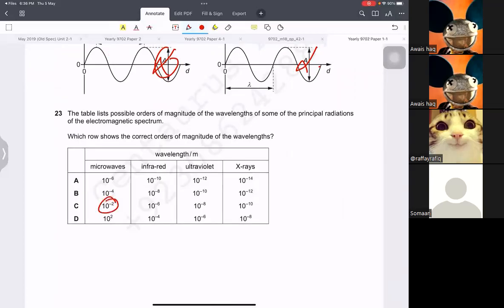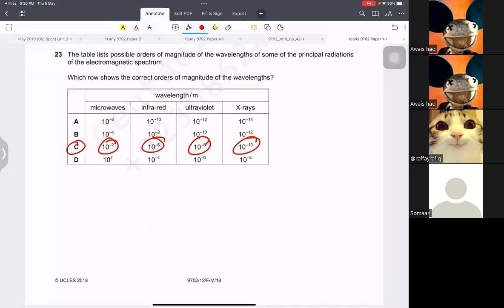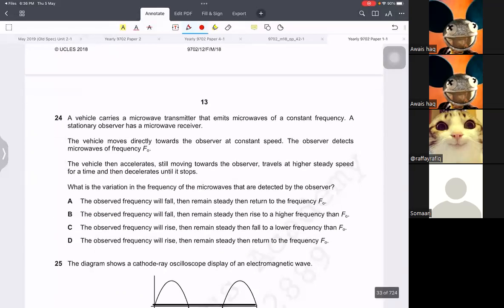Microwaves are 10 raised to minus 2. Infrared, correct. Ultraviolet, correct. And X-rays are correct. So that has to be this one, just rote learning. If you learn this, that's fine.